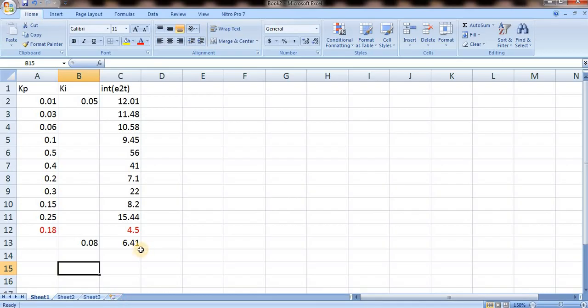So whatever output I get, I have to compare with 6.41, not with 4.5, because 4.5 is for a particular value of Kp and Ki. Now Ki is increasing, so you should not compare with those, because many changes are there in between these two combinations. So you have to compare with this 6.41 only, with the Kp, but Ki still constant. Now Ki is this value, this is fixed for this first iteration.